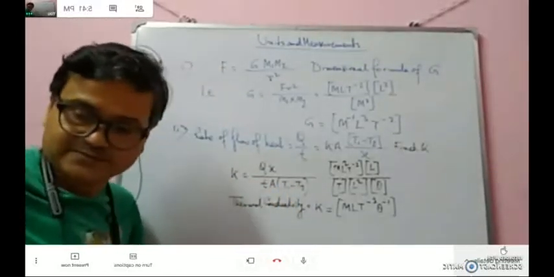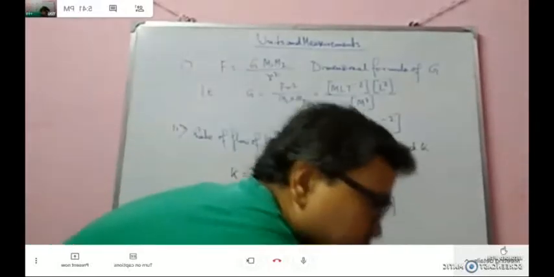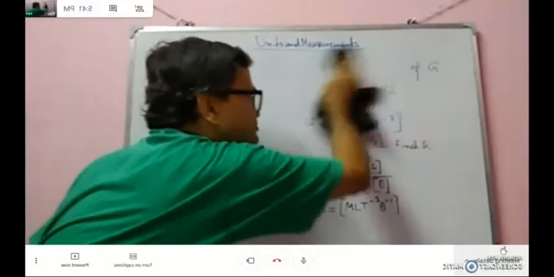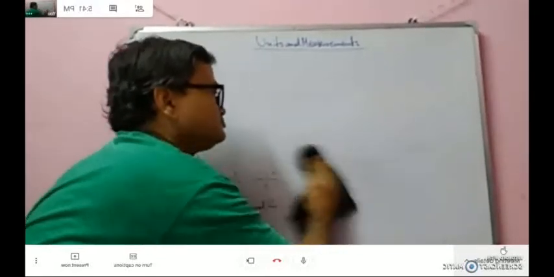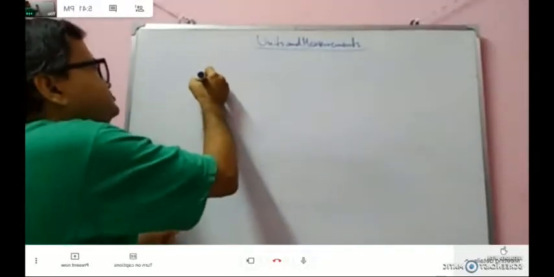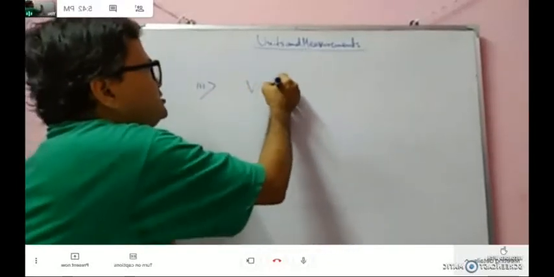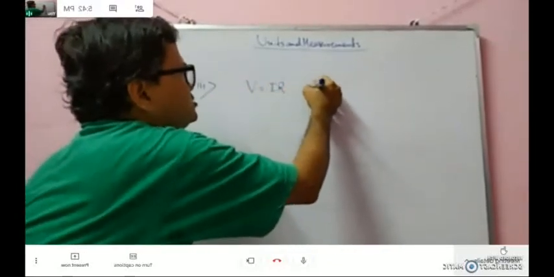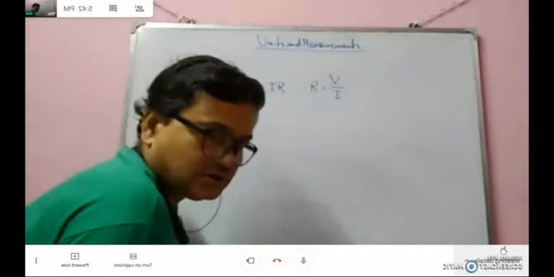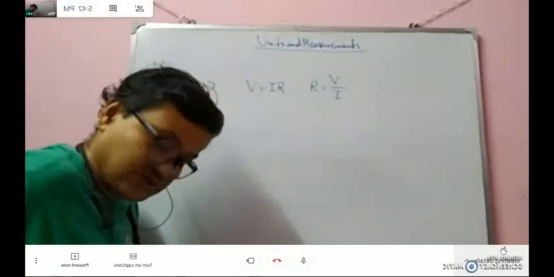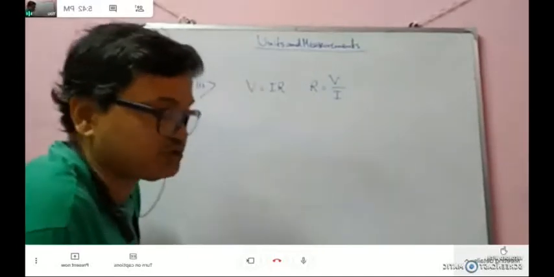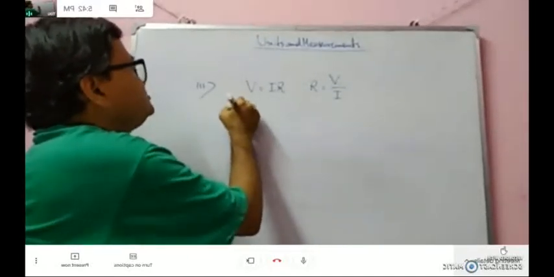Just the dimension of R. So it is example number 3. So V equal to IR, therefore R equal to V by I. Correct? Now the question is, what is the formula of V? What is the formula of V? V means what? Potential.